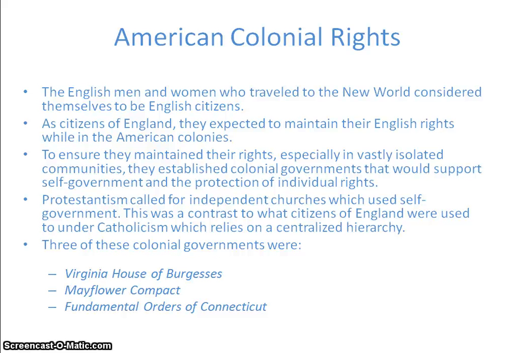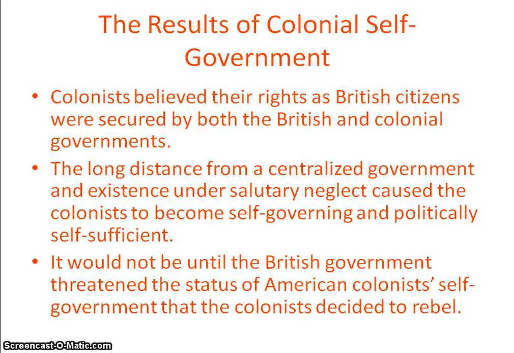Protestantism also called for independent churches, which are going to use self-government. And this is a contrast to your citizens of England who are used to being under Catholicism and the Church of England, and it relied on very centralized hierarchy. So your three examples of colonial governments that are extremely significant for the purposes of this course are the Virginia House of Burgesses, the Mayflower Compact, and the Fundamental Orders of Connecticut, which we just discussed.